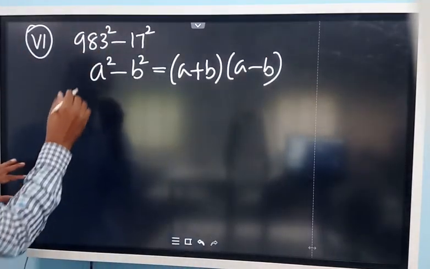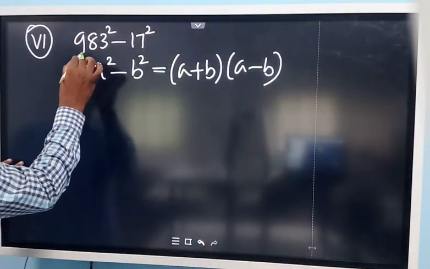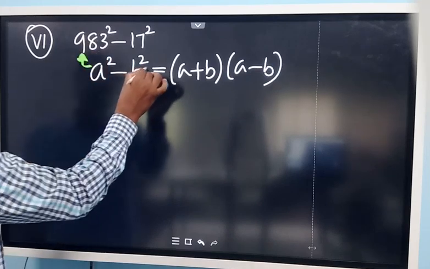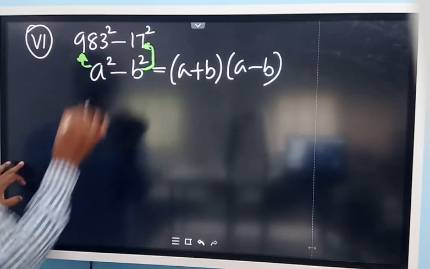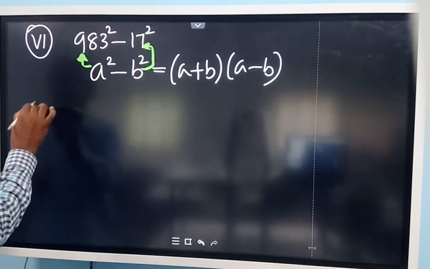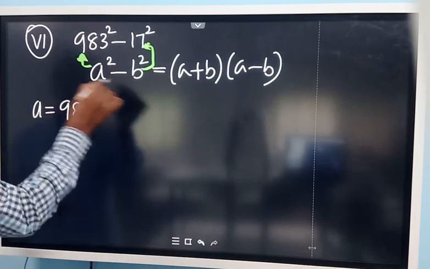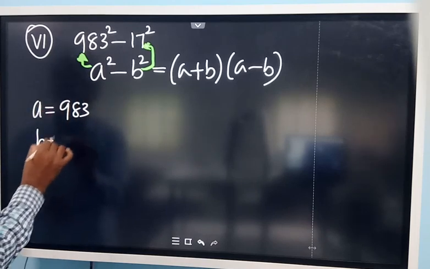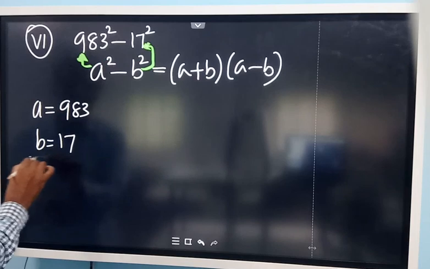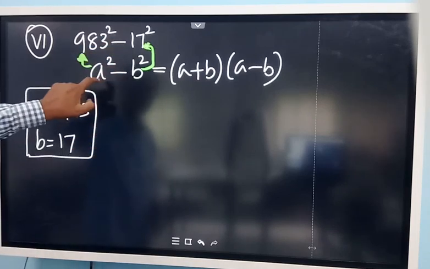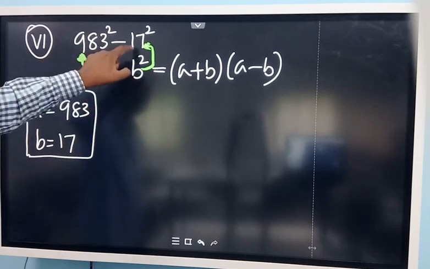Now look at this one. You compare. So in place of a we have 983. In place of b we have 17. So a can be written as 983. Wherever you get a you write this one, wherever you get b you write 17 in this question. So these are the values you have identified by comparing these two. A can take 983, b can take 17.